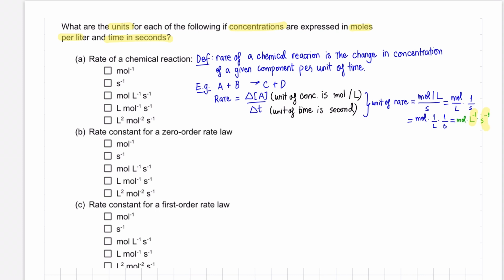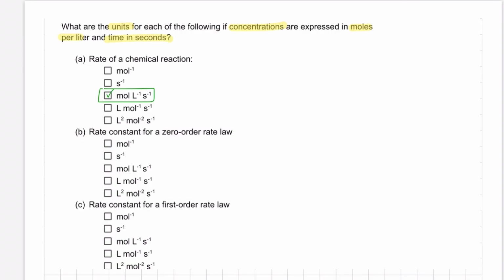So overall, the unit for rate of a chemical reaction is going to be moles times liter to negative 1 times seconds to negative 1. And that's going to be the third option choice right here. So that's it for part A. So let's move on to part B now.